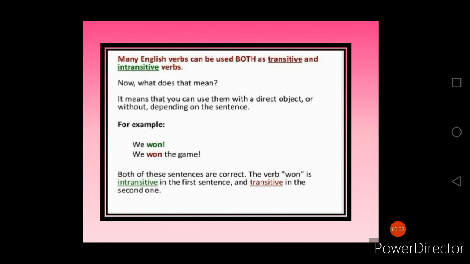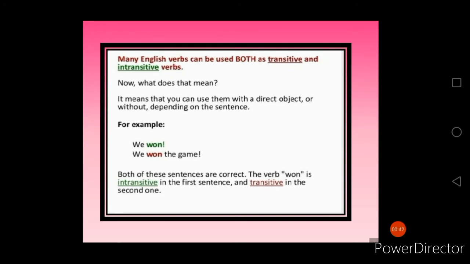And an important thing you should know, students, is that some verbs can be used both as transitive and intransitive verbs. So see the example. Let me explain the example, after that you can understand it clearly. See the first example. We won. In this sentence what is the verb? Won. Yes, right. After this verb, is there any object? No. So very good, students. It is an intransitive verb.